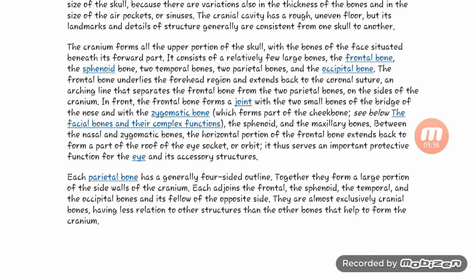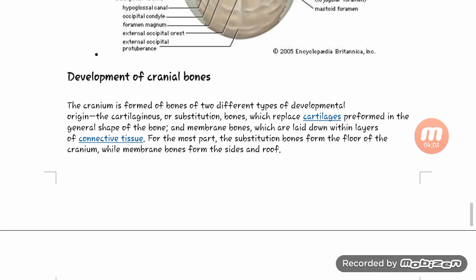Then the parietal bone has generally a four-sided outline, and the two form together a large portion of the side wall of the cranium. Each adjoins the frontal, the sphenoid, the temporal, and the occipital bone, and it follows that of the opposite side. So here we have completed the cranium bones.